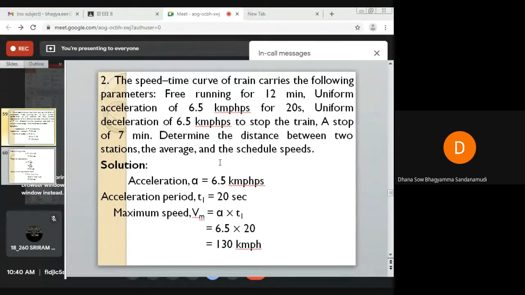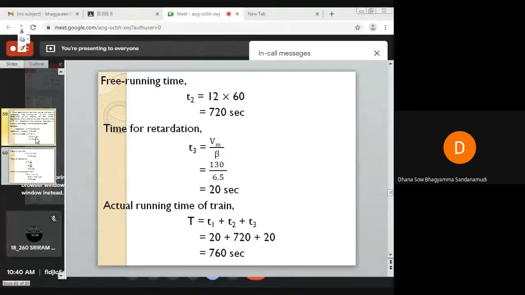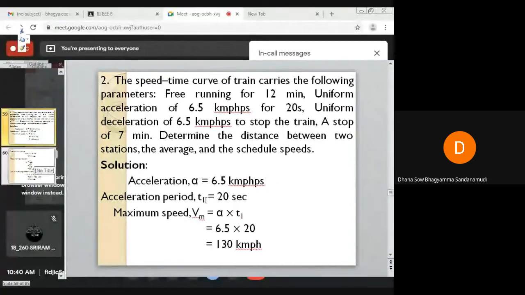Now, they have asked you to determine the distance between the two stations. Let us assume the distance between the two stations is represented by capital D. In order to calculate D, you must calculate the distance traveled during acceleration, during the running period, and during the braking period.